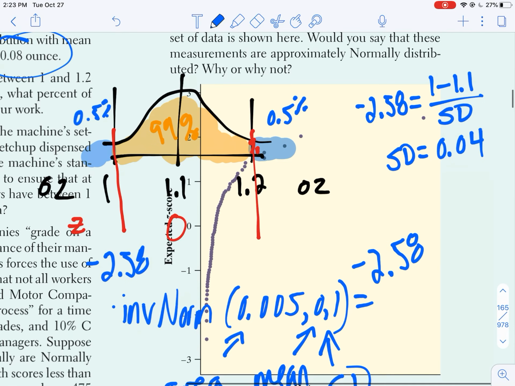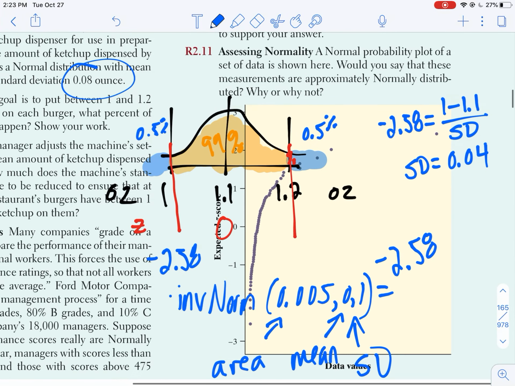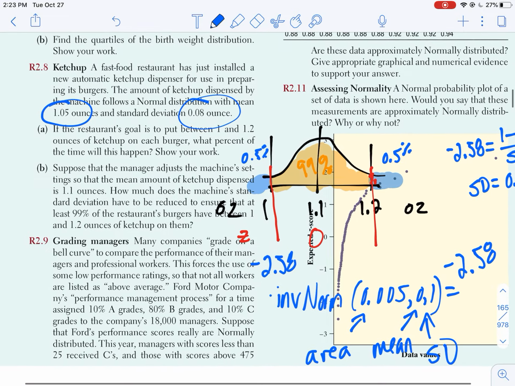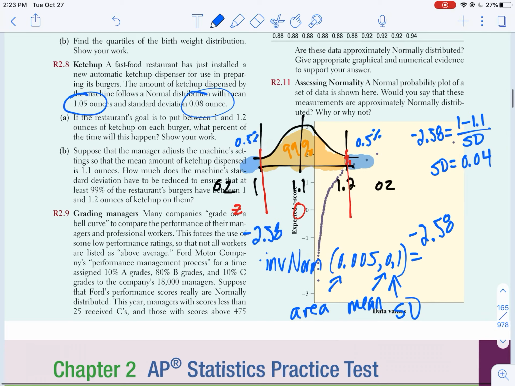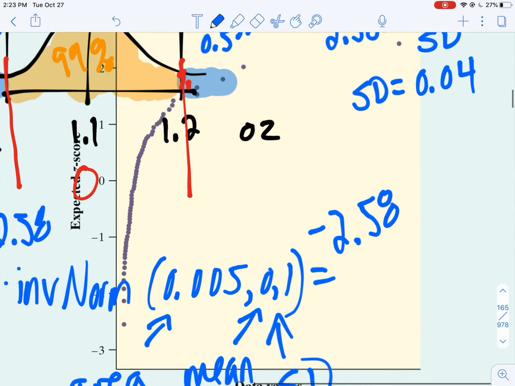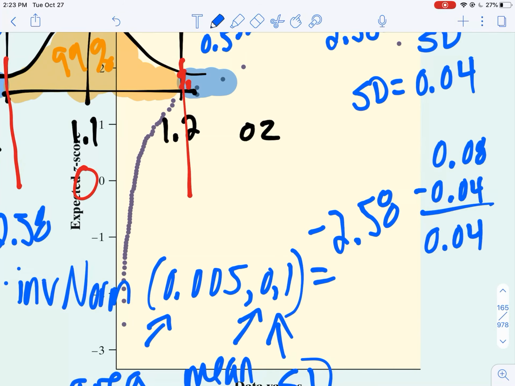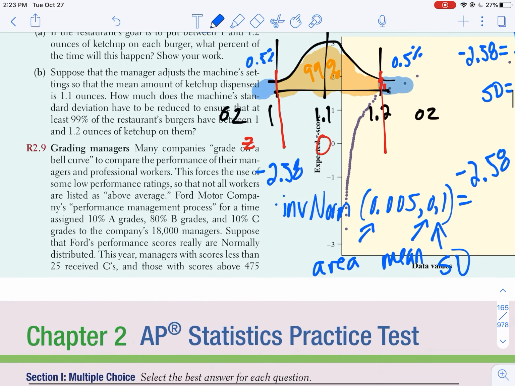So that has to be my new standard deviation if I want to be getting 99% of all that ketchup going between 1 to 1.2. And then the last part just says, how much does the standard deviation have to be reduced? Well, if the original one is 0.08, the new one's 0.04, that means I just have to reduce my standard deviation to 0.04. This is a tough question.